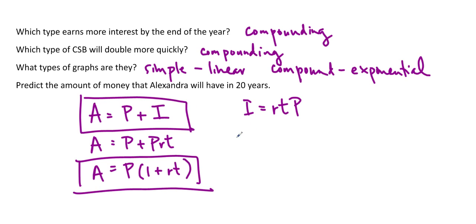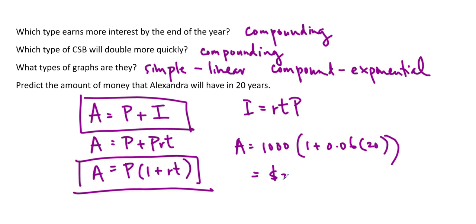So I can plug that in. I get A equals, I know my principal was 1,000, my rate was 0.06, and after 20 years is what we're looking for. So just type that into your calculator: 0.06 times 20 plus 1 times 1,000, using your BEDMAS properly, and it will be 2,200.